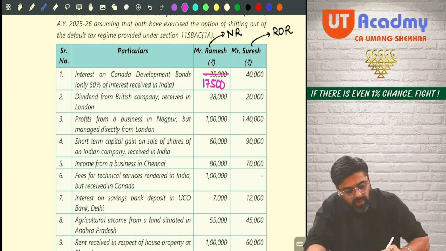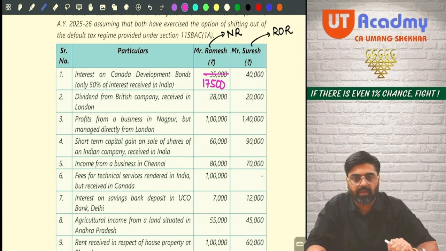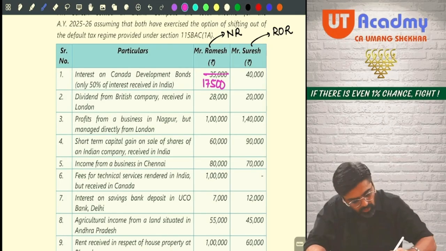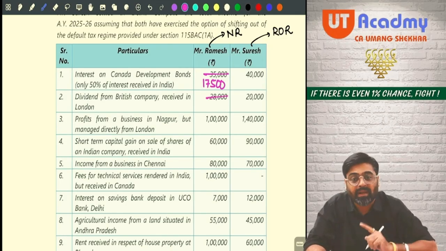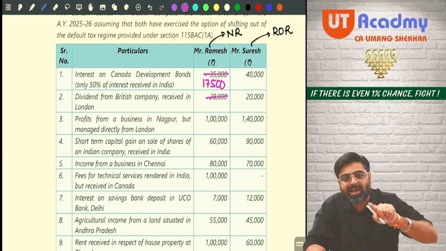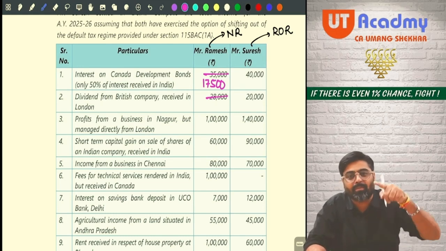Next one, dividend from British company received in London. Now, tell me, this is also a foreign income. Part B, foreign income, not taxable if you are a non-resident. So I will cut this part. But it will be taxable if you are ROR. Because for ROR, even part A as well as part B foreign incomes are taxable.